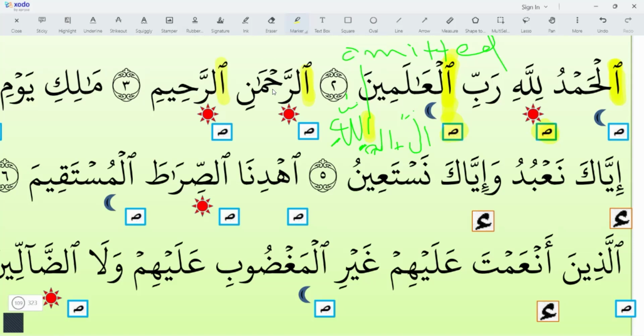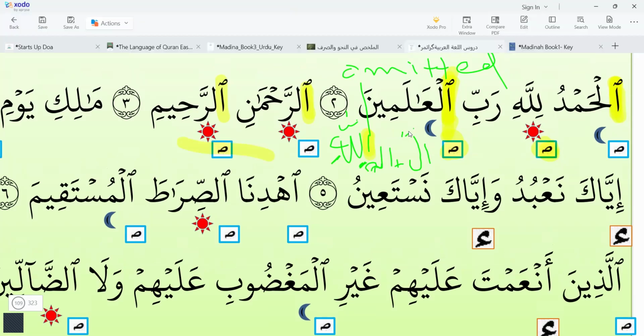So Ar-Rahman is Huruf ash-Shamsiyya or Huruf al-Qamariyya? Huruf Shamsiya. Ar-Rahman. Because Alif Lam we can't pronounce. Ar-Rahim. Alif Lam also not said. Ar-Rahim. Huruf Shamsiya. Okay, good. Anyone else? Who will read the next ayah?